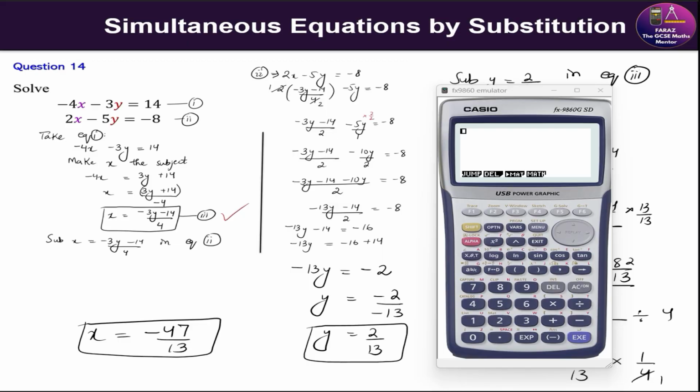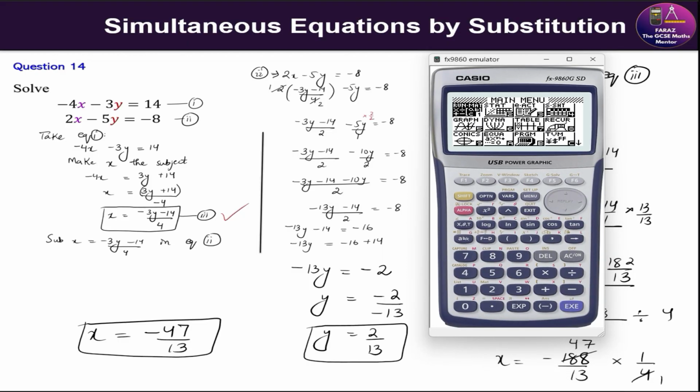Alright, you can also verify it from the calculator. Just press menu and search for the equation. Just execute simultaneous equations. Number of unknowns are 2. So we have negative 4x, negative 3y equals 14, and 2x, negative 5y equals negative 8. And therefore you will have x equals negative 47 over 13, and y equals 2 over 13.